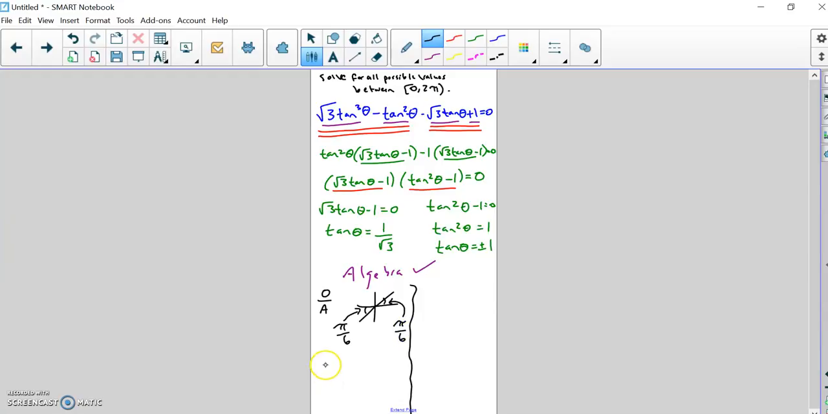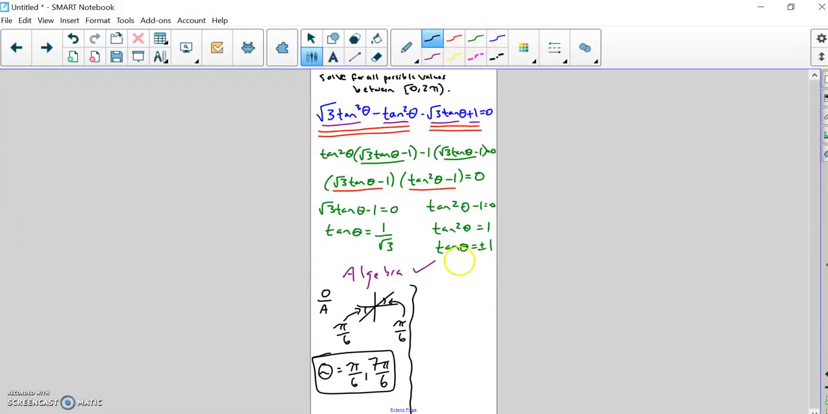Okay. So what I need for my final answer here is the angle in the first quadrant, that's a pi over 6, which is going to be pi over 6. And then the angle in the third quadrant, that's a pi over 6, which is going to be 7 pi over 6. Okay? So I've got my first factor solved.